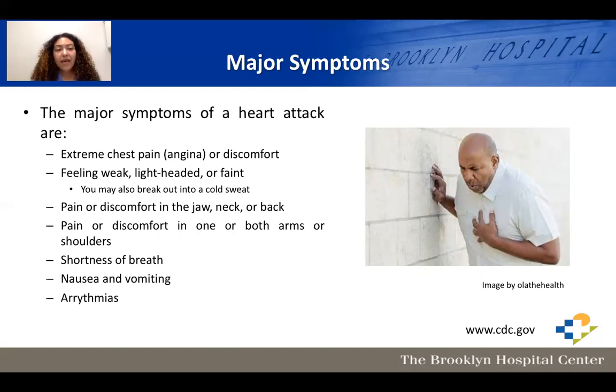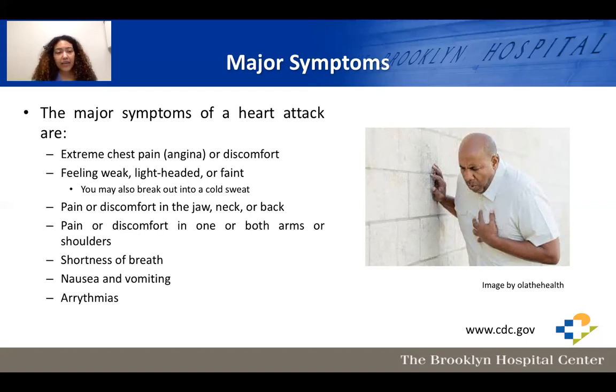Extreme chest pain. If you're having discomfort, it's also known as angina. If you're feeling weak, like lightheaded or faint, if you're breaking out in a cold sweat, that is related to symptoms of a heart attack. Pain or discomfort in your jaw, your neck, or your back, one or both arms, or your shoulders could be related to having a heart attack.